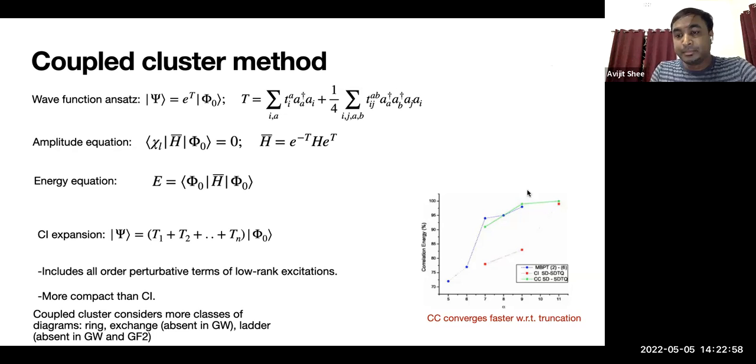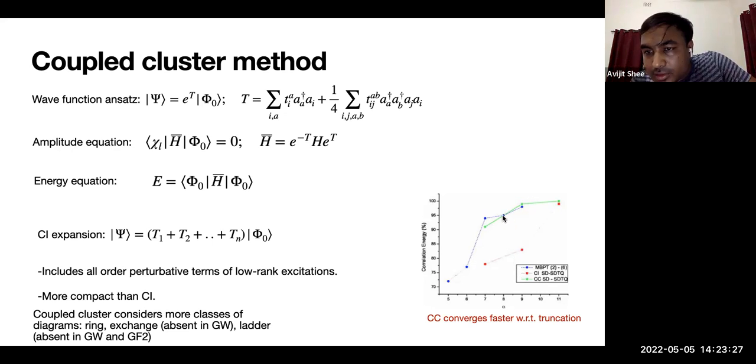And a reflection of this fact is in this chart. Here what we have tried to show is that this green one is a convergence study of the coupled cluster series, and one can easily see that at the singles, doubles, triples, and this is quadruples, at the triples level, it has almost converged.